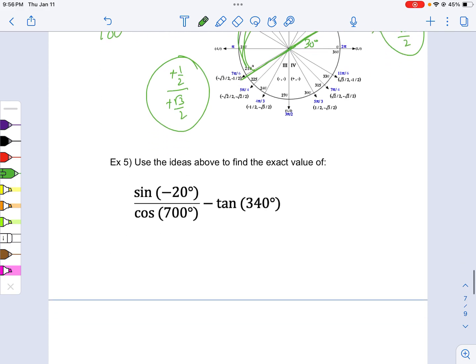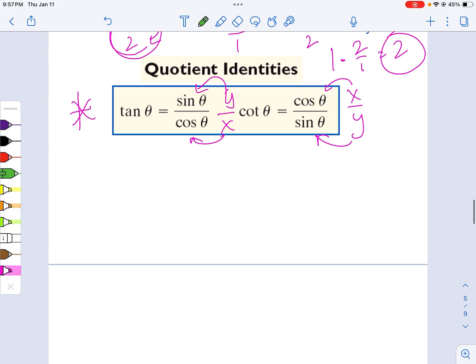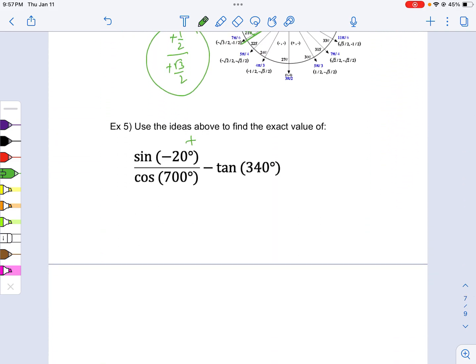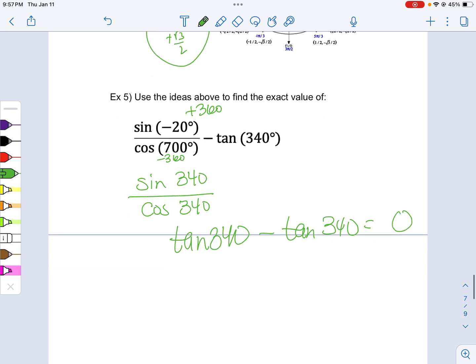All right, so if we take a look at this one, I've got sine over cosine. Well, we know that sine over cosine, if we go back up here, sine over cosine is tangent, but these angles have to be the same. So we've got a problem here because our angles are not the same. So if I add 360, that gives me sine of 340. Here, 700 is too big, so if I subtract 360, that gives me cosine of 340, which then gives me tangent of 340. Okay, if I go ahead and I subtract tangent of 340, the nice thing that happens is I end up getting 0.